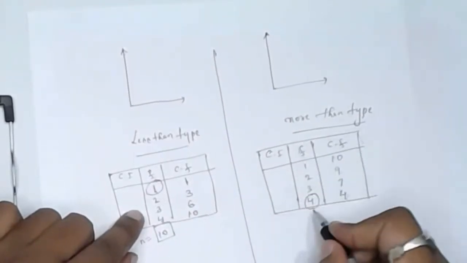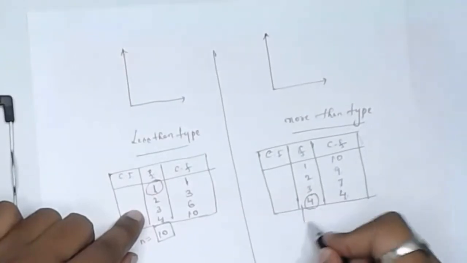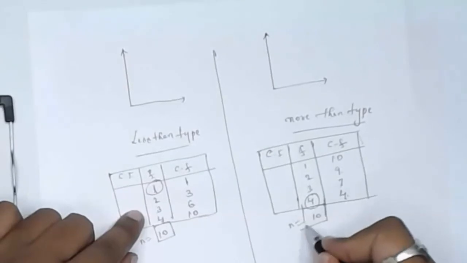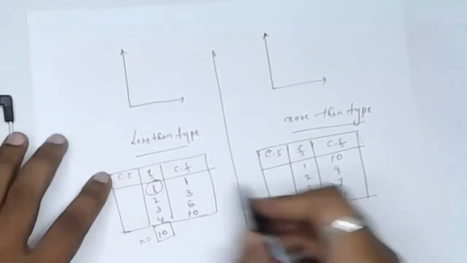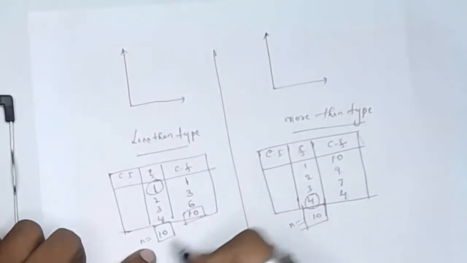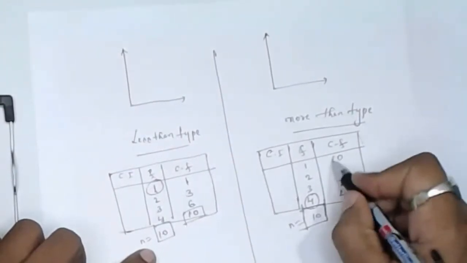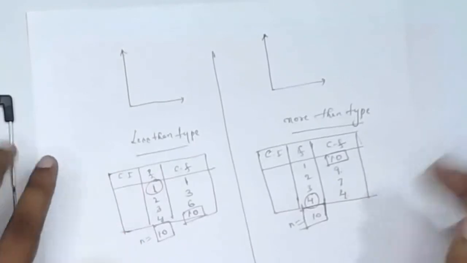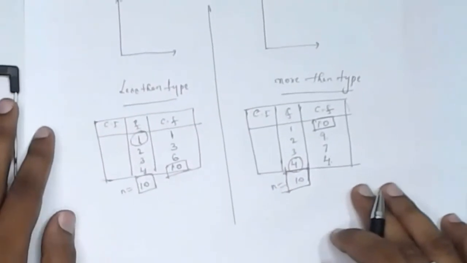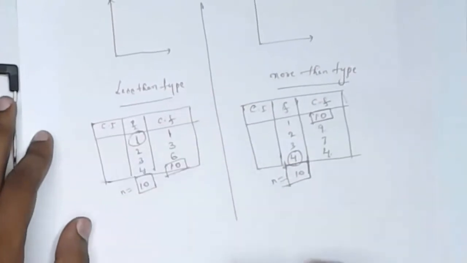Here also, if we add all these numbers, we can see the value is 10. What is this? The value of N. Observe, children, this end value and this end value should be the same. This is nothing but our condition 1. Next, condition number 2.